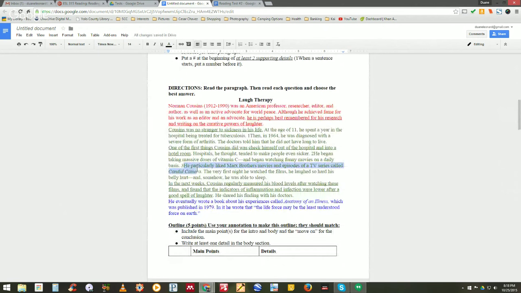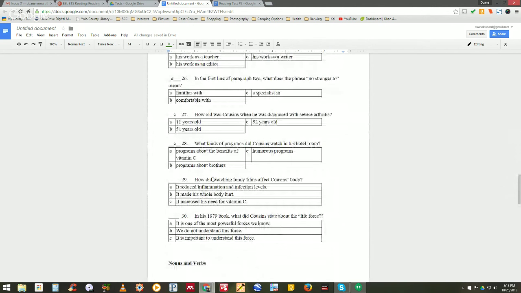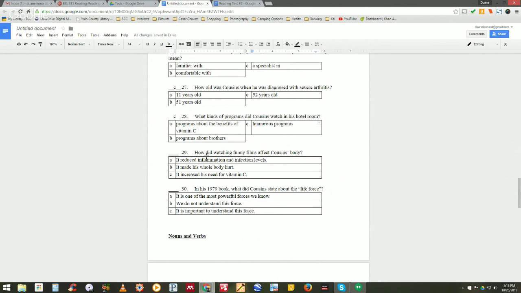He particularly liked movies and episodes of a TV show. He began watching funny movies on a daily basis. He particularly liked the Marx Brothers and episodes of a TV series called Candid Camera. The very first night he watched films, he laughed so hard his belly hurt. So he was laughing very much. Not about vitamin C, not about the brothers, but humorous programs.